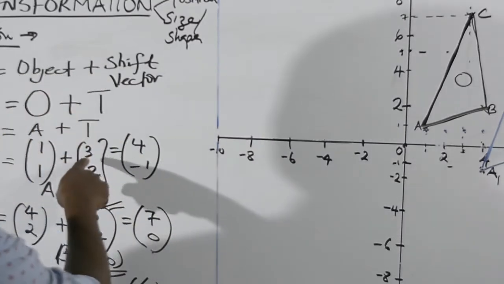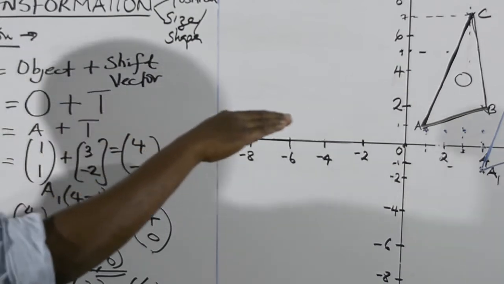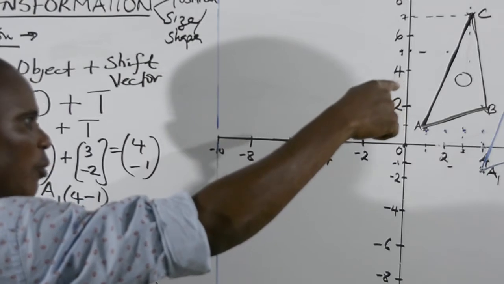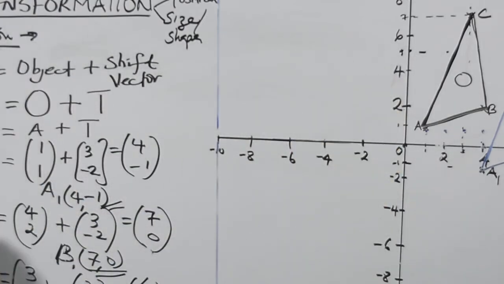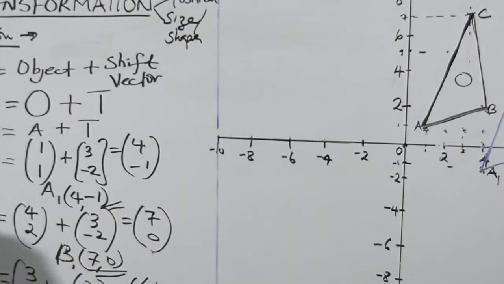The vector is a positive value on the x-axis, and that is 3. So it's telling you move the position A 3 steps this way, and move it 2 steps down. That is the meaning of this translation vector: 3 steps to the right and 2 steps down. That is the meaning of -2. If it was -2, -2, I'm going to move 2 steps this way and 2 steps down.